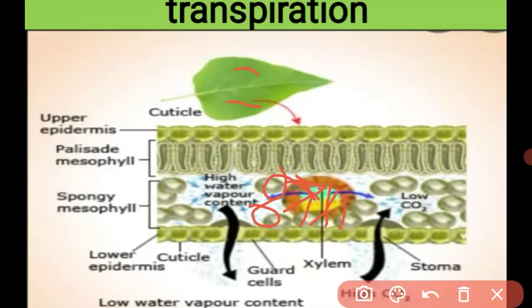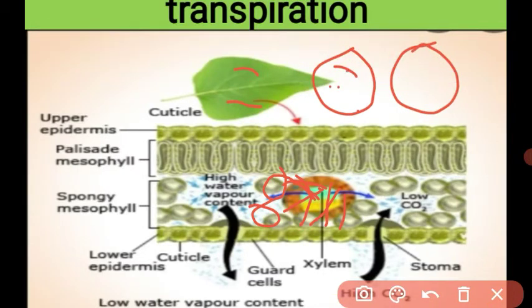Water is transferred by the process of osmosis. Osmosis, as you have studied in previous classes, means water is transferred from one cell to another. The cell near the xylem has large vacuoles, and in the vacuoles there is a large amount of water. Another cell near that cell has a small amount of water.